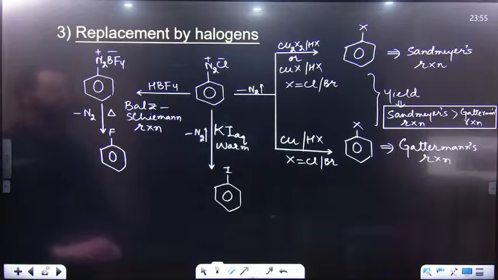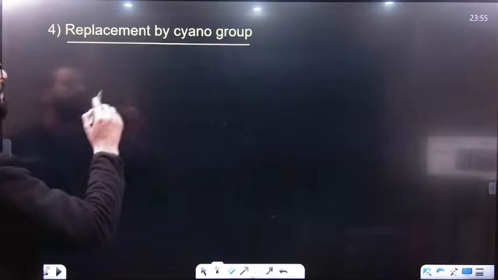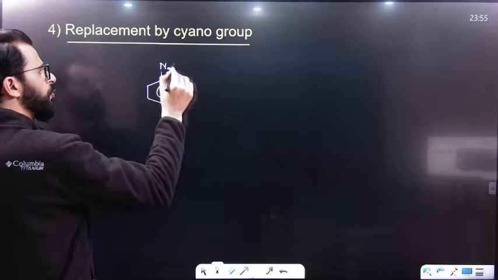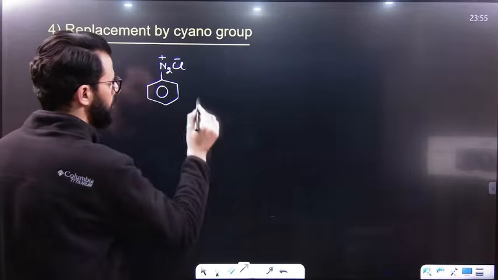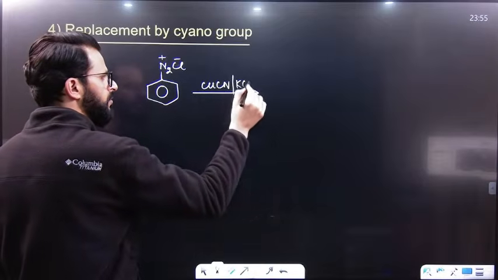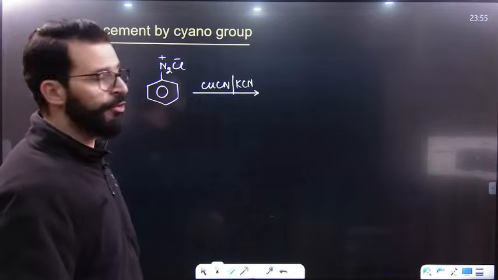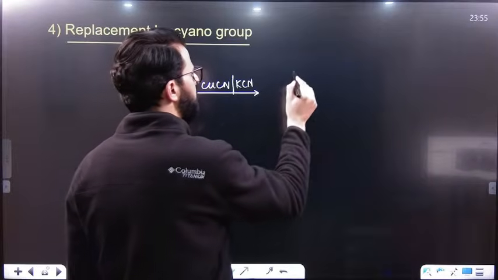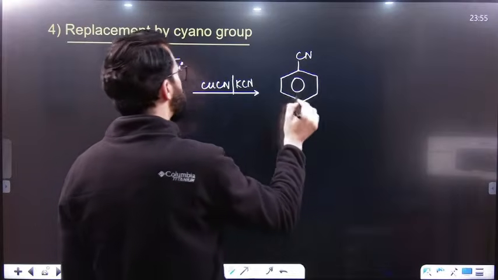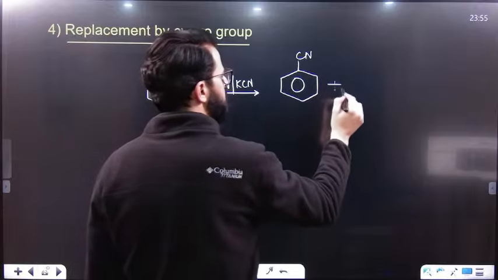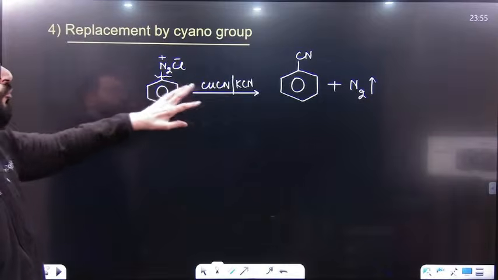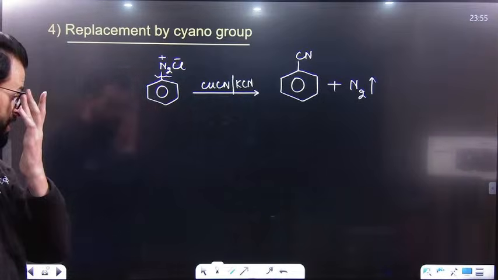So this is replacement by halogens. After that, replacement by cyano group. That means if you treat benzene diazonium chloride with CuCN and KCN, here it is cuprous, Cu positive is there. That means it resembles the Sandmeyer reaction. That's why this is also known as Sandmeyer reaction. So benzonitrile will be formed, and this N2 group is replaced by cyano. So replacement of N2 by cyano is also known as Sandmeyer's reaction.